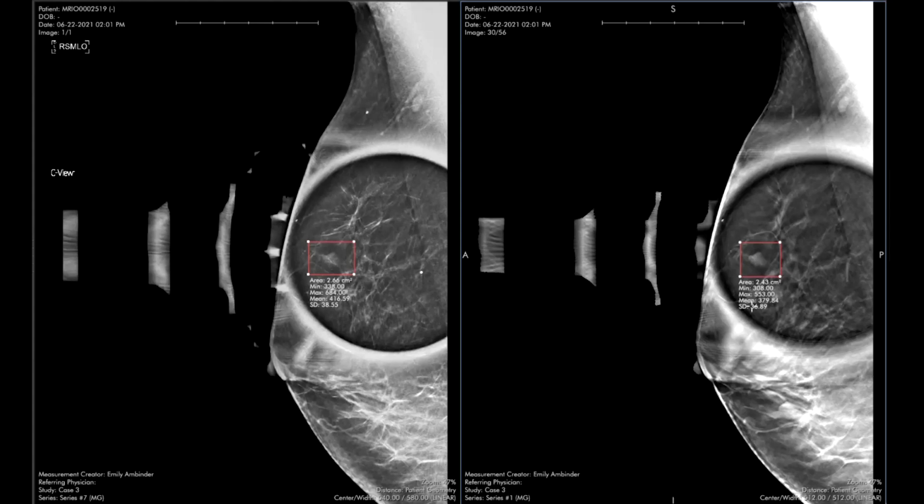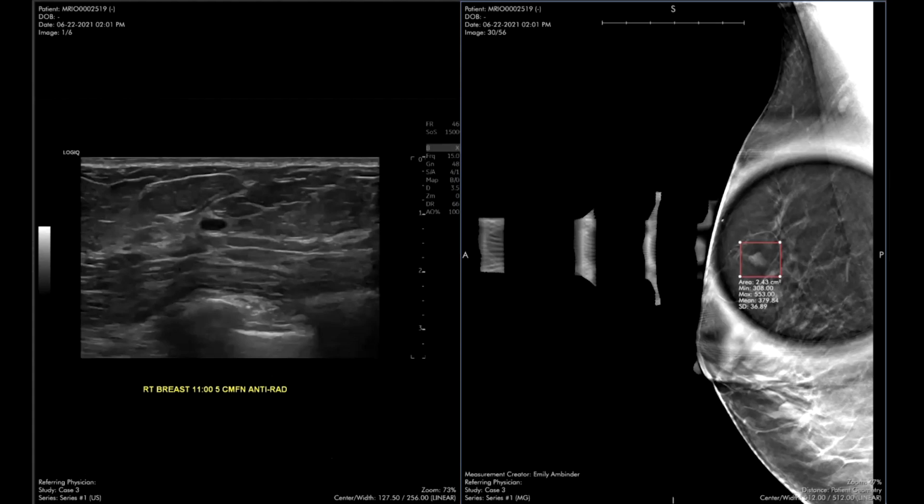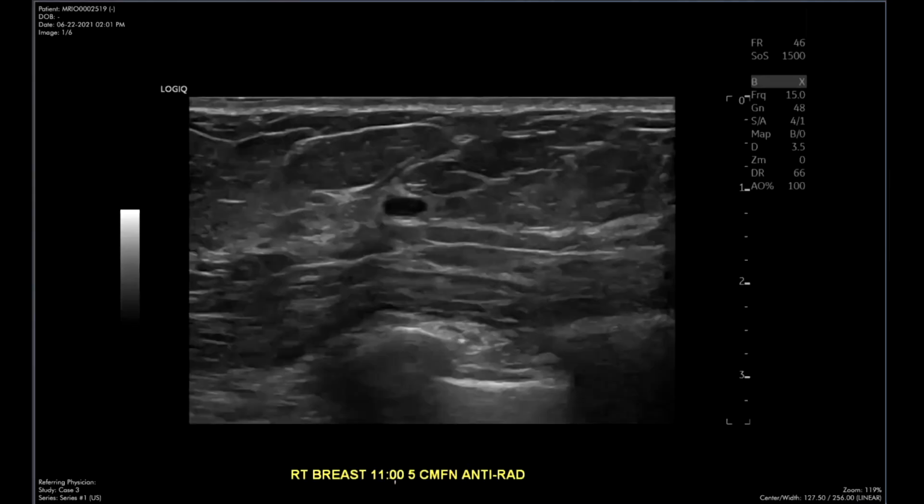However, we always want to do a targeted ultrasound to see if we can, instead of giving this a BI-RADS 3 and having that patient come back for those follow-up exams at 6 months, 12 months, and 24 months, instead clear this patient and say that actually this is a benign finding. In this case, we did a targeted ultrasound. We see this in the right breast, 11 o'clock position, 5 centimeters from the nipple. So that matches the location of this finding in the upper outer right breast that we saw on mammogram.